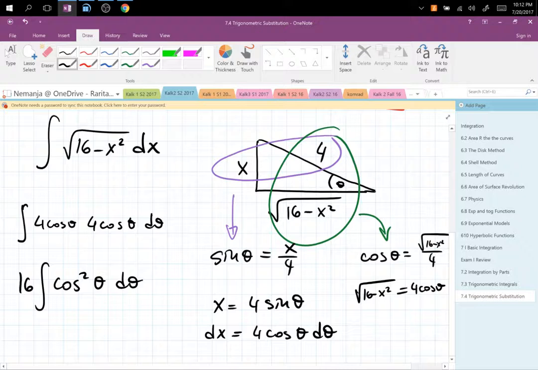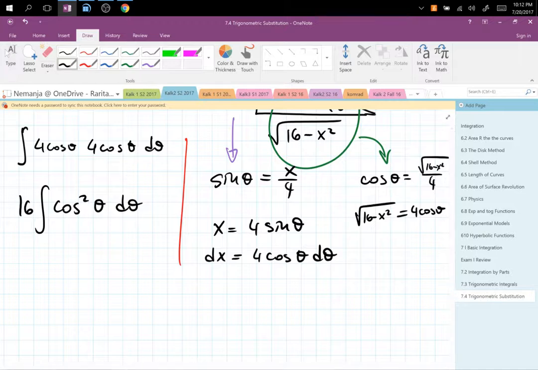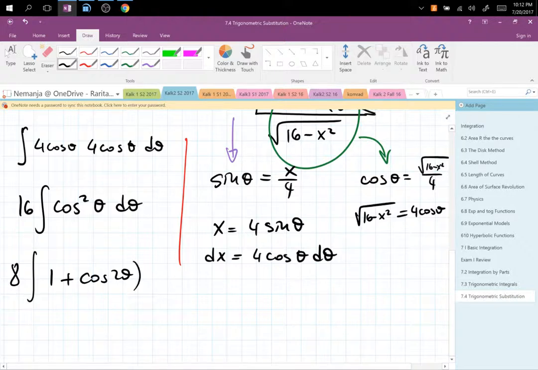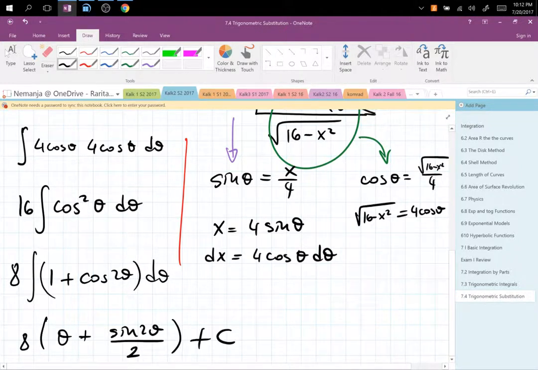How do we solve this integral? Power reducing. You must know power reducing. So power reducing is over 2, which means 16 divided by 2 is 8. The integral of 1 plus cosine 2 theta d theta, which is 8 times theta plus sine 2 theta over 2, plus c. We're done, right?